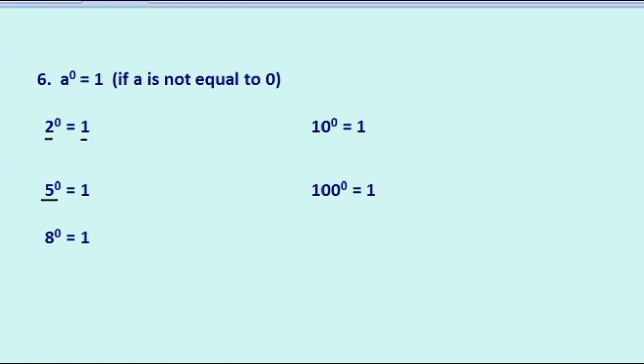If it is 5 raised to the power of 0, then also the answer will be 1. If it is 8 raised to the power of 0, the answer will be 1. 10 raised to the power of 0, the answer is 1. 100 raised to the power of 0, the answer is 1. So for any number, if the power is 0, the resulting number will be 1.